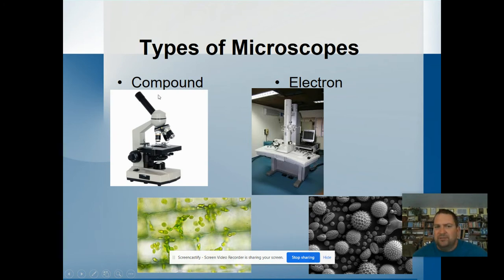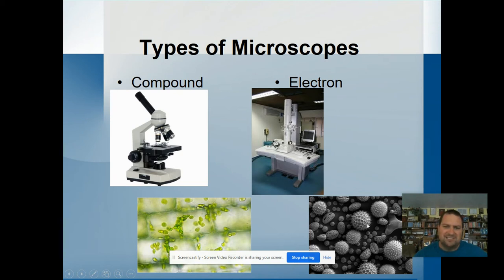So they're both very useful. The compound light microscope is able to see cells very clearly. You can see cells that are living, versus an electron microscope, where you would have to kill, they say fix, the specimen, and then you would be able to see them. But again, look at the resolution on an electron microscope.